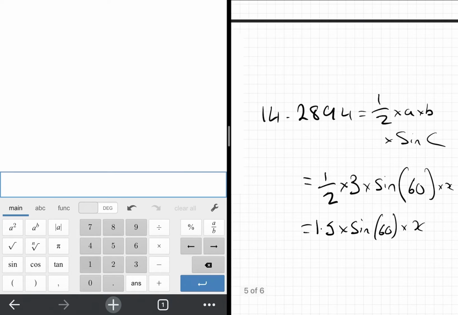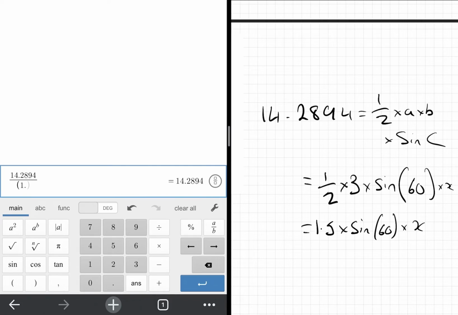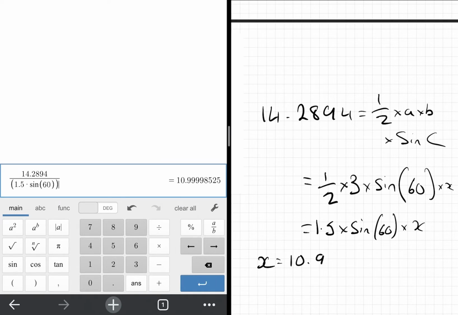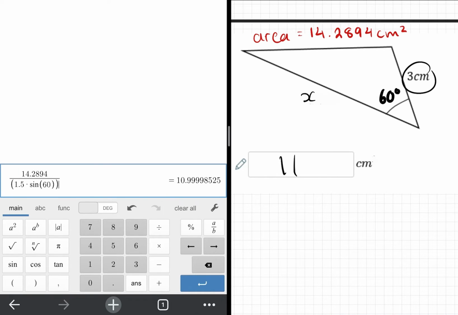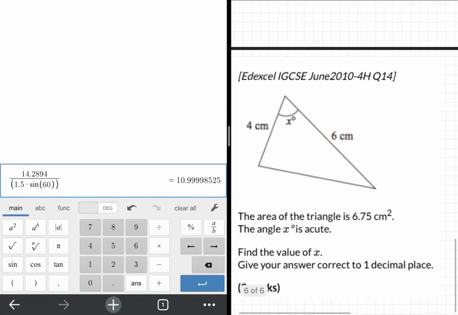Okay, so 14.2894, and we're going to divide it by, in brackets, 1.5. I'm going to show you the quick way of doing it all in one go. Multiply by sine of 60, close brackets. There we are. Our unknown length, we're going to round it to one decimal place. X equals 10.999, and that equals 11. What's our units? 11 centimeters. Okay, last one.